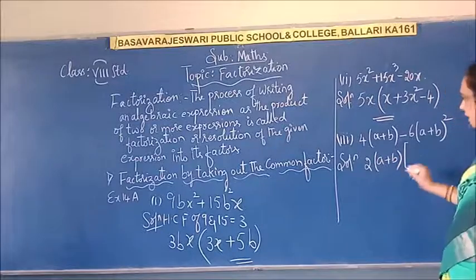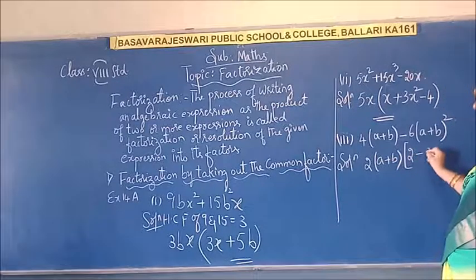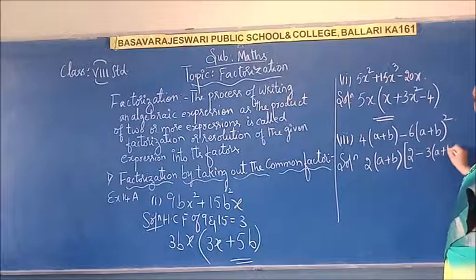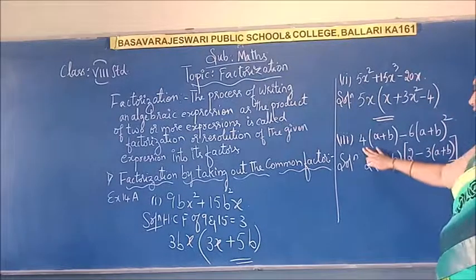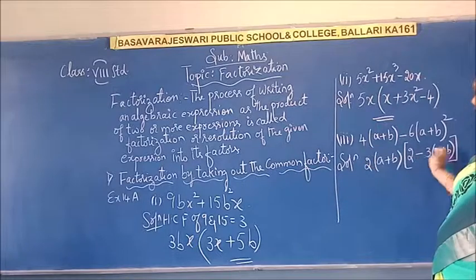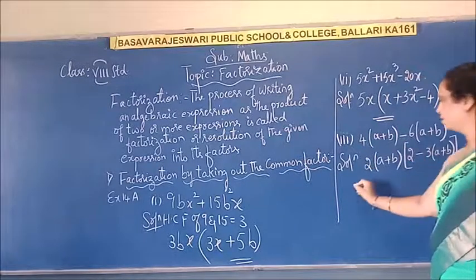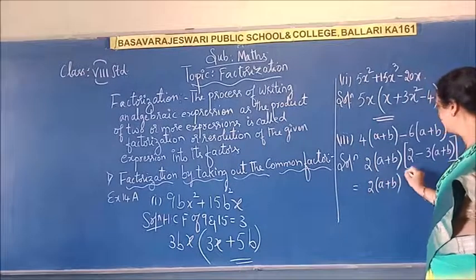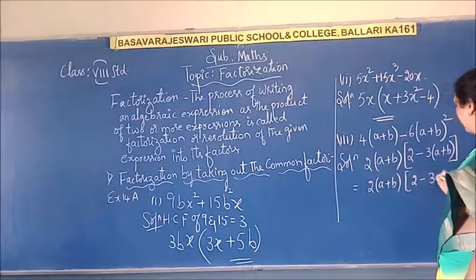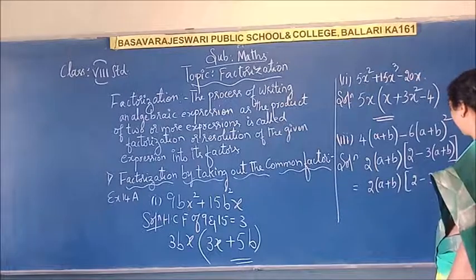So what is remaining here? (2 minus 3) into (A plus B) is remaining. Followed? Here 2 is remaining and here 3 is remaining. 2 into 3 is 6. So this will be 2 into (A plus B). Simplify this: 2 minus 3A minus 3B is your answer.